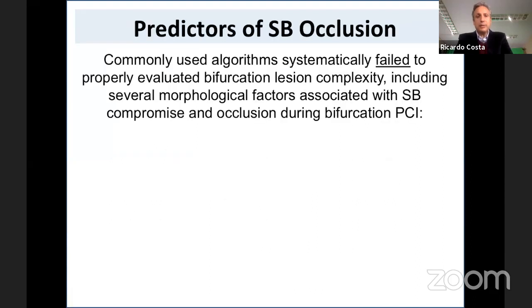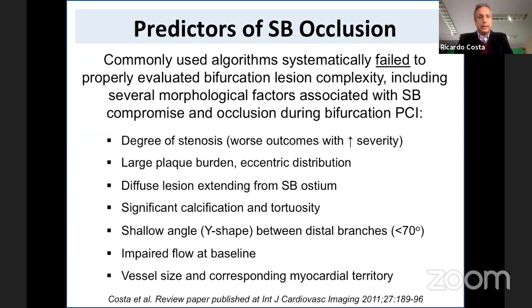So the predictors of side branch occlusion that are not accounted for in classifications like the Medina classification are many. And I can summarize here the degree of stenosis. Of course, 99% is different from 50%. A large plaque burden, an eccentric distribution, a diffuse lesion extending from the side branch ostium, significant calcification, tortuosity, a shallow angle between branches, an impaired flow at baseline, and vessel size and corresponding myocardial territory should also be considered, how much we're going to invest and care about the branch and how much we should optimize the result.